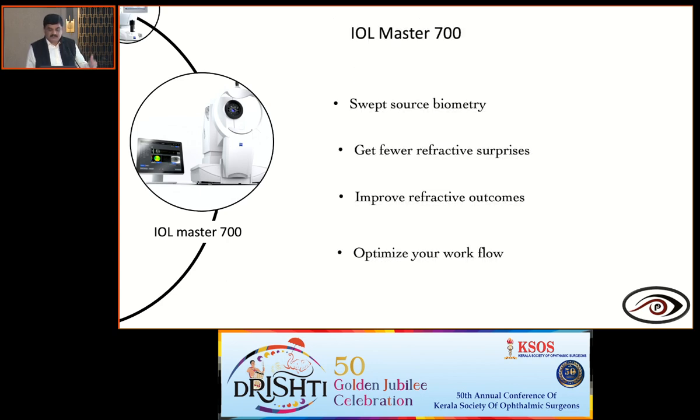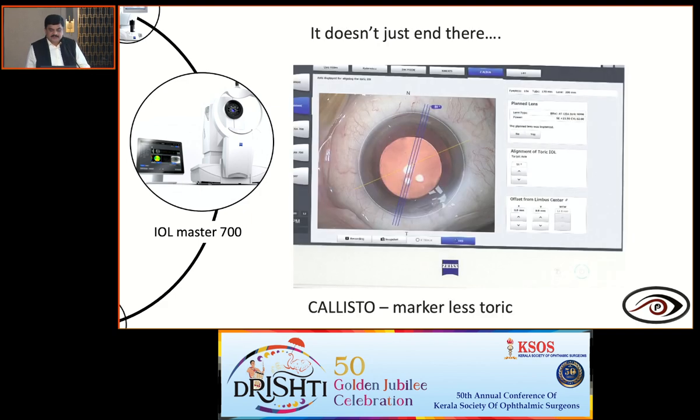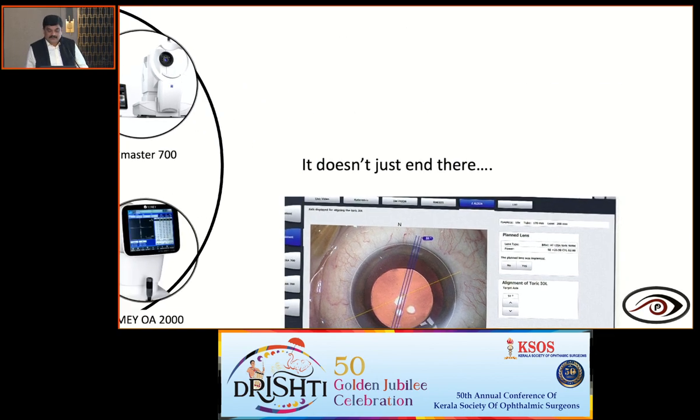But as I said, it's a swept source biometry, so you may sometimes have a refractive surprise. Okay, I'll just finish. Apart from that, it can even be helpful, especially as there are a lot of centers, including mine, where it can be incorporated into the Callisto also.